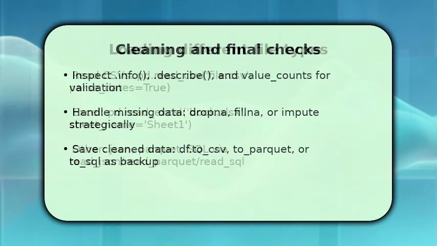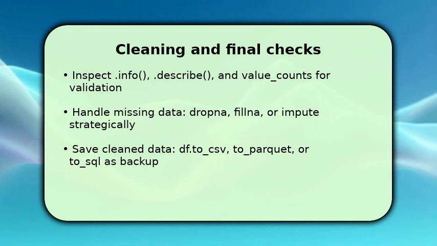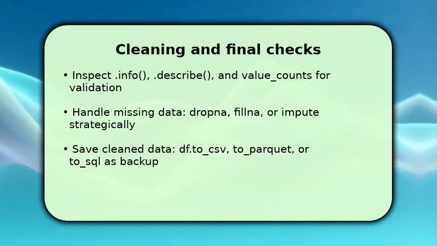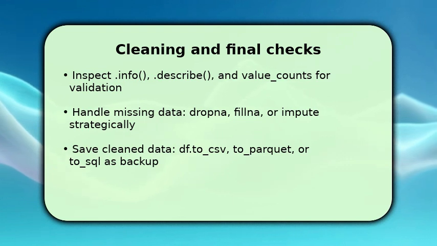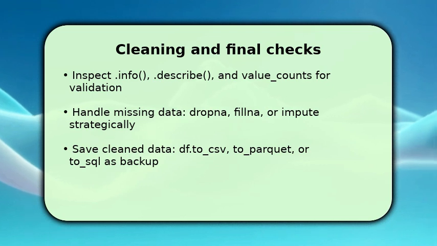Use info, describe, and value_counts to find bad types or unexpected nulls, then cast dtypes explicitly and handle missing values with dropna or fillna depending on context. Once clean, save a copy with df.to_csv or df.to_parquet and commit the notebook.